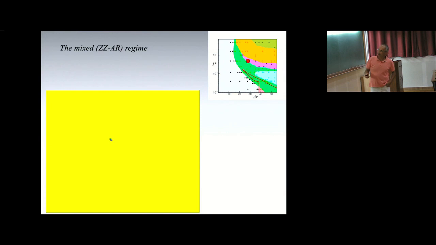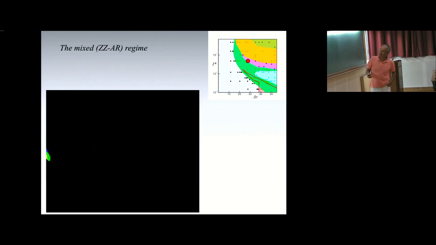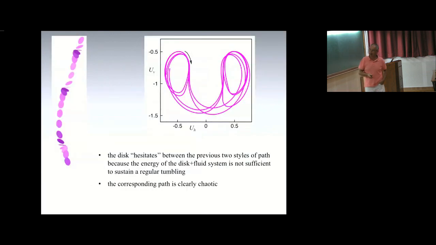So maybe it's harder to see because the disk looks quite small in this video, but here maybe you can see it better. There are stages of the motion in which the disk tumbles, and at some point doesn't tumble anymore and it flutters, and again it starts to tumble, and so on. So what happens in this case is that the disk has a marginally sufficient amount of energy to overturn. So sometimes it succeeds in overturning and sometimes it doesn't.